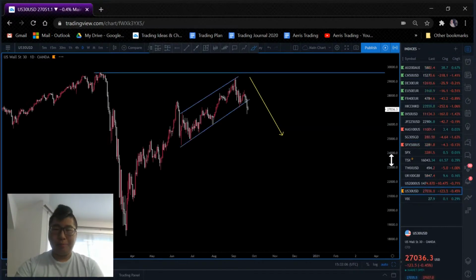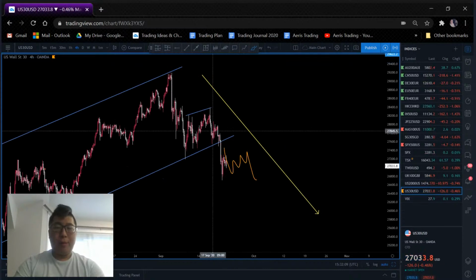And last one, Dow Jones. Dow Jones broke out the structure.